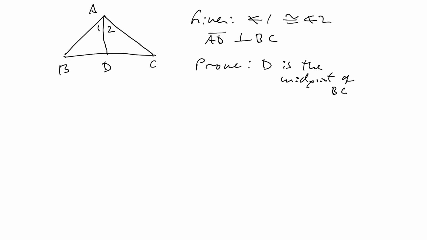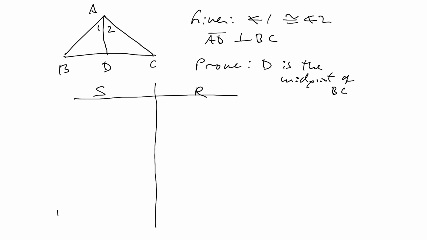Some two-column proofs ask you just to prove two triangles congruent. Some ask you to prove that some line segment is congruent to another one, or some angle is congruent to another one. And those require an extra step after the triangles are congruent. And some, like this one, ask you to prove something like D is the midpoint of BC. So I want to show you how that works.